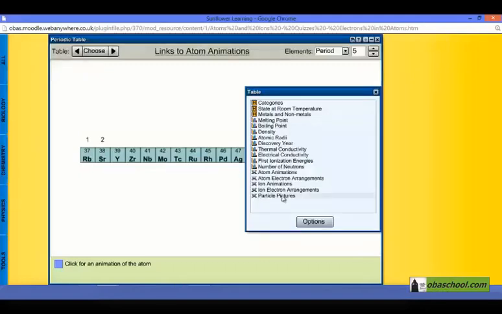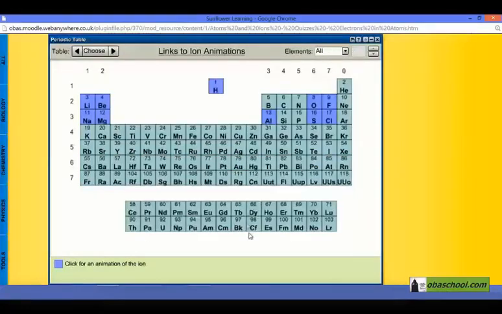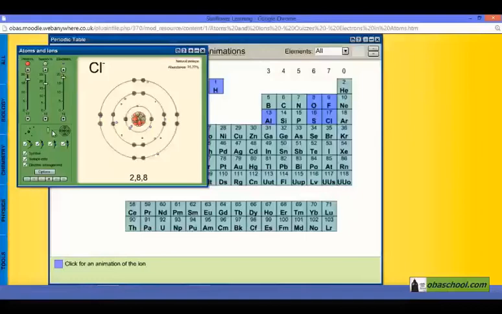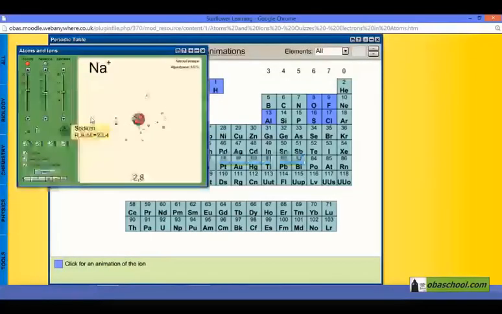You can also decide to see the ion animation for each element, for example, if it gained or lost electrons. And for example, let's see the ion animation for chlorine. Chlorine gains an electron to become Cl-. So this is its electron distribution. Or for example, sodium. Sodium loses an electron to become Na+, sodium ion.